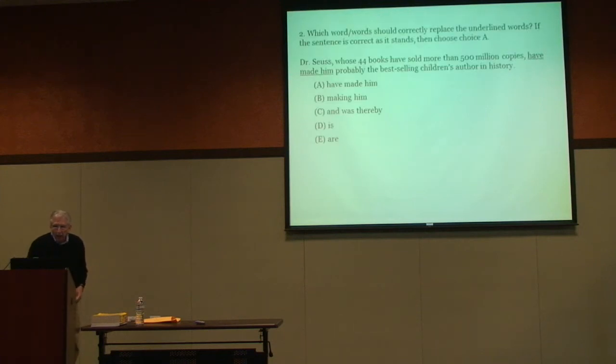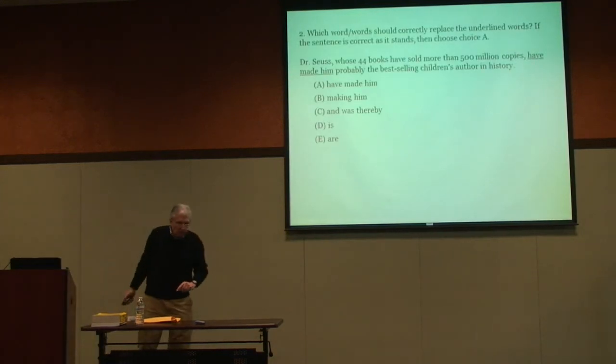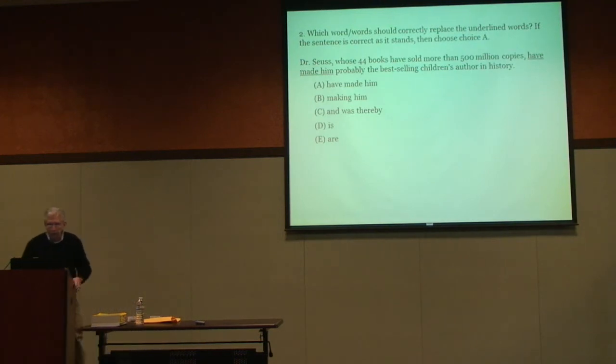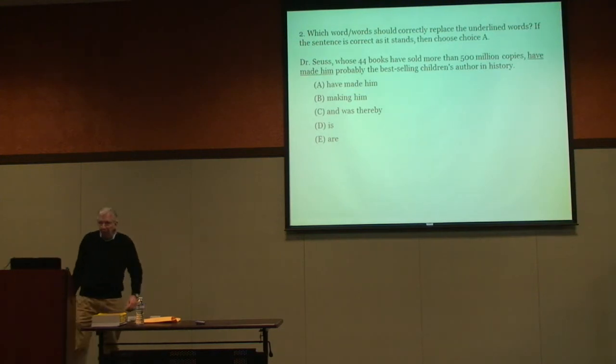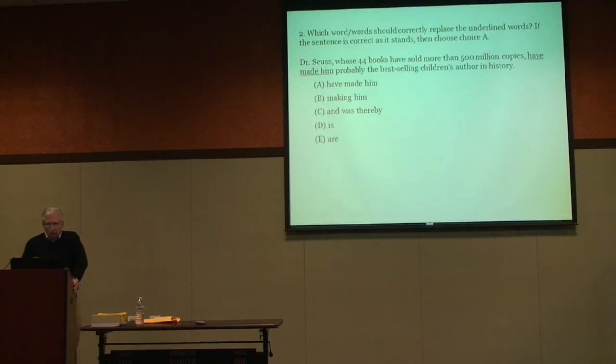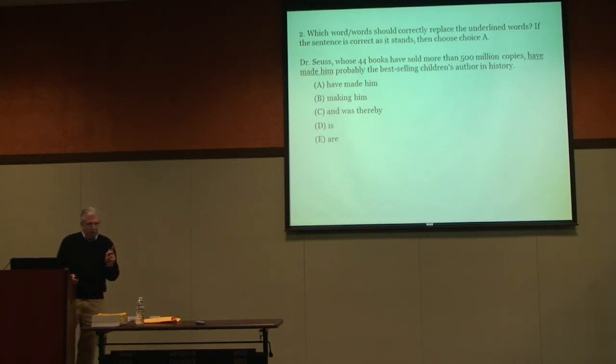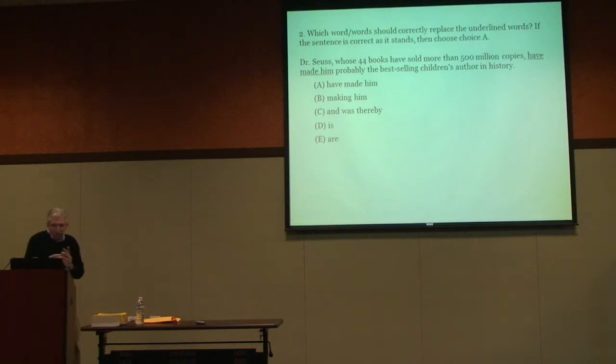Here's another classic example. A lot of students got this one wrong on the SAT, a type like this wrong. Dr. Seuss, whose 44 books have sold more than 500 million copies, have made him probably the best-selling children's author in history. Now, this sounds okay, right? I mean, it sounds like Dr. Seuss, have made him. But look at what's interesting about that. This is almost like a mathematical puzzle.